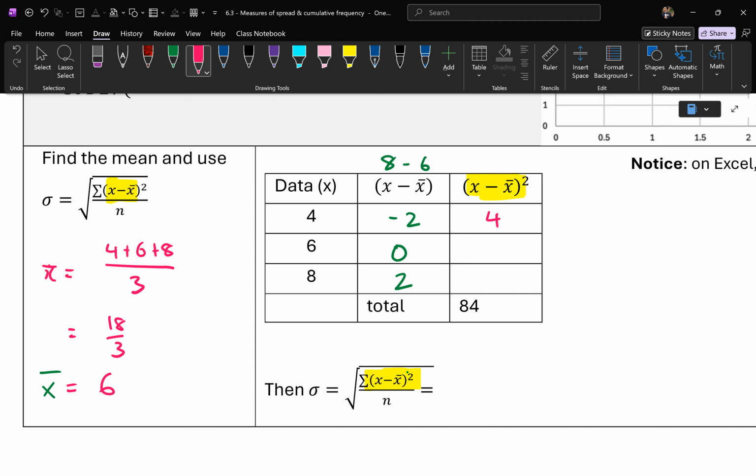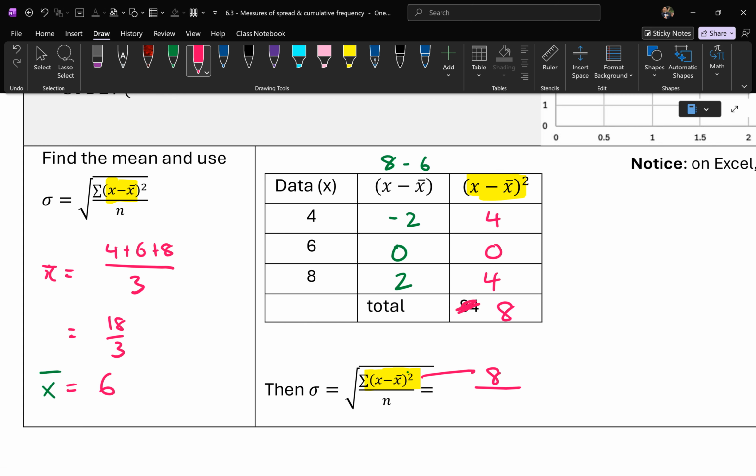-2 squared is 4. Remember, you can do this on a calculator as well. So 0 squared is 0. And 2 squared is 4. 4 plus 0 plus 4 gives you 8. Okay? So far, this gives me 8 as the sum. So what I've calculated here is 8.